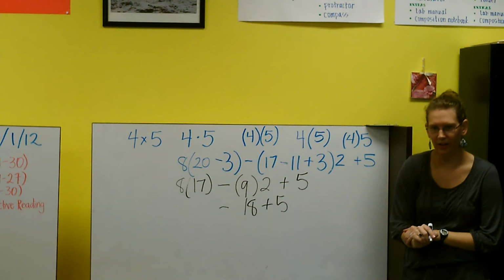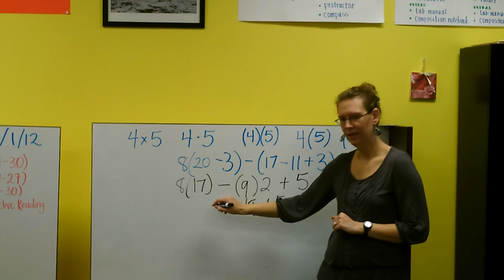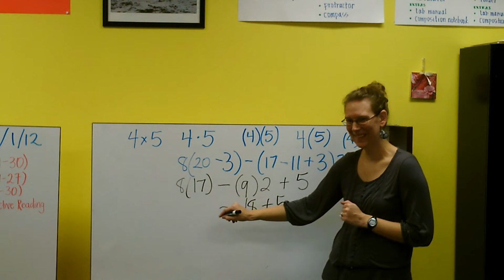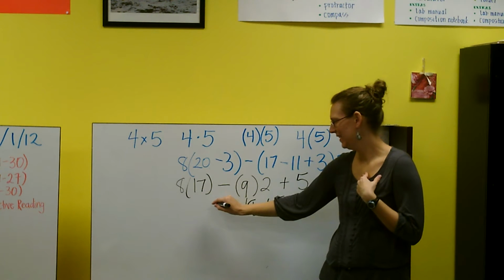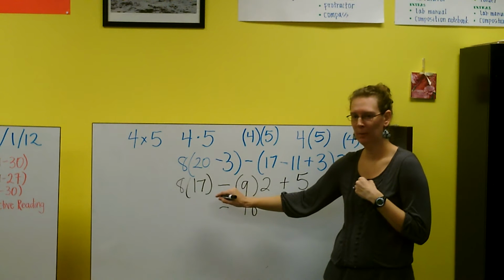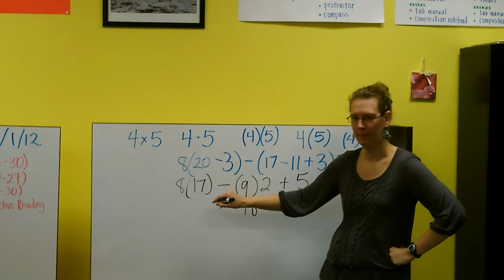Portia, you got the hard one. 8 times 17. What's 8 times 7? What is it? 49. Not quite. That's 7 times 7. 4. Not quite. Huh? 8 times 7.